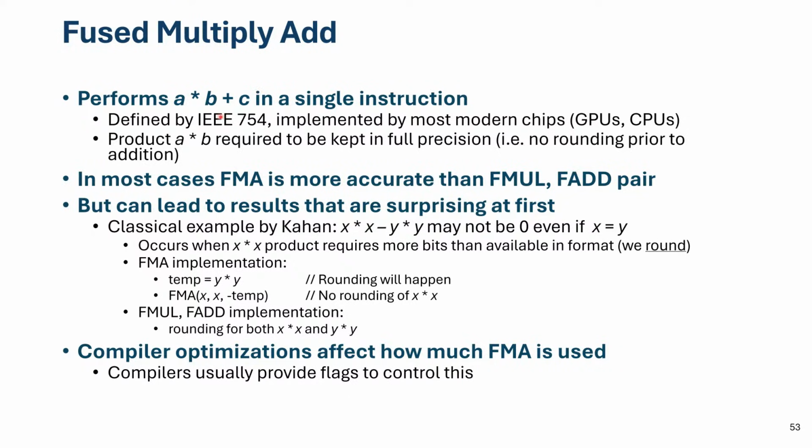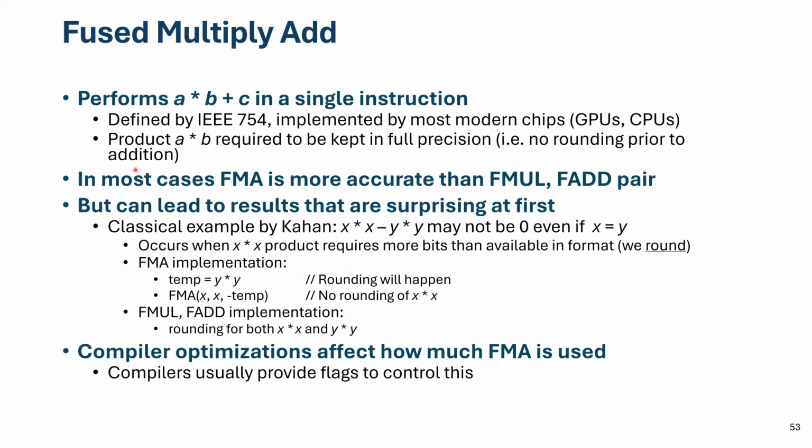And one requirement of IEEE is that the product A times B, before the addition happens, must not lose any precision, right? So you have to maintain it in full precision without losing any bits. And that's a key difference that can cause some interesting quirks later on.